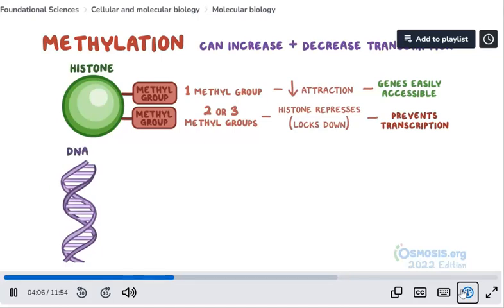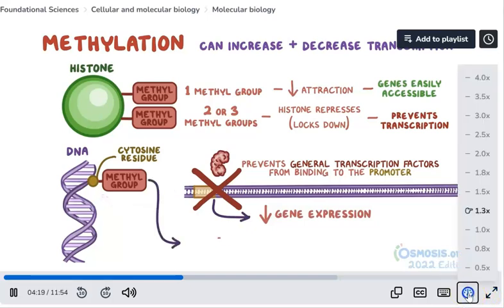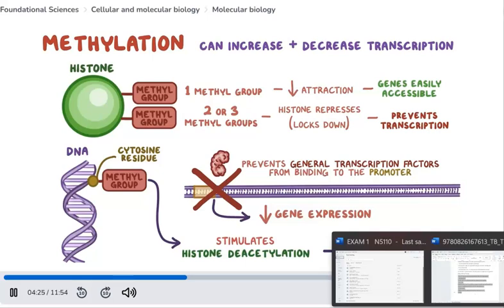Epigenetic changes in DNA, on the other hand, are mostly based on methylation. The addition of a methyl group, usually to a cytosine residue, prevents general transcription factors from binding to the promoter, decreasing gene expression. As it turns out, DNA methylation also stimulates histone deacetylation, so that further inhibits transcription.